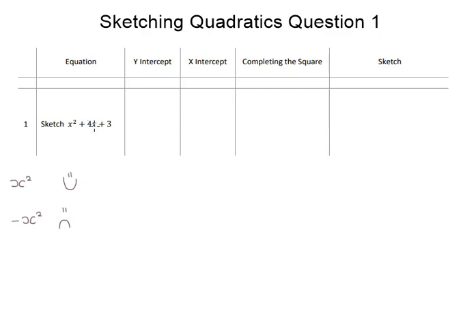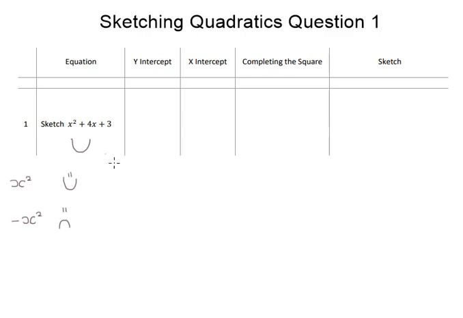So let's have a look at question 1. Question 1 has x squared plus 4x plus 3. Before you even start the question, this is a positive x squared graph. So our shape is going to be a happy face. Please draw that down before you do anything else. You get a mark just for drawing the general shape.